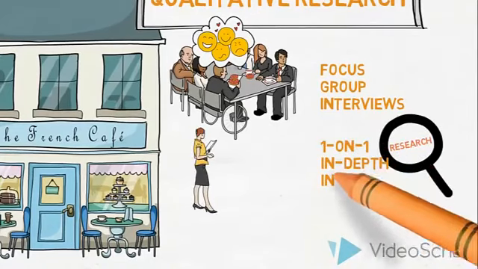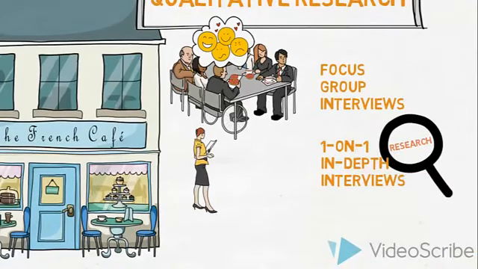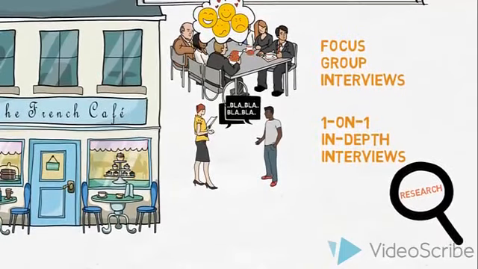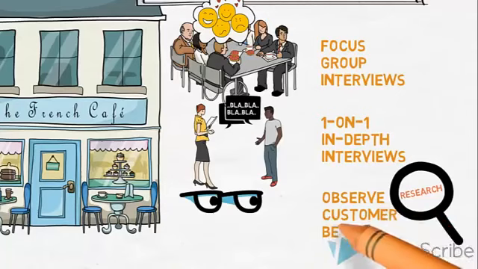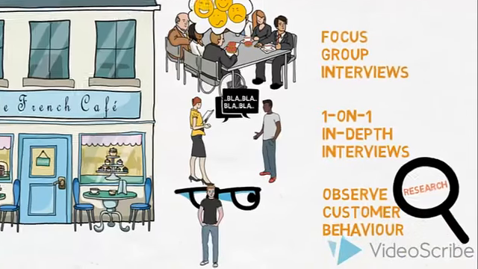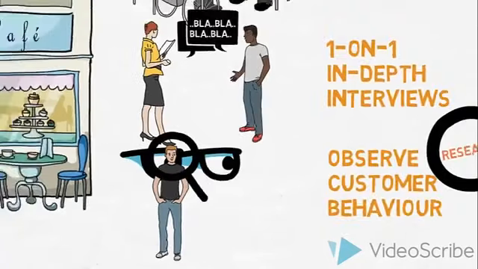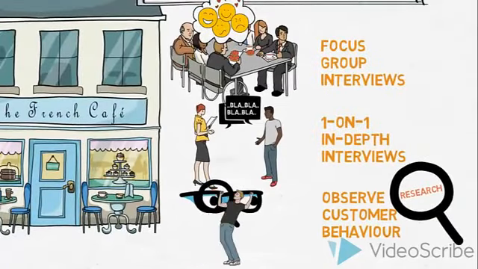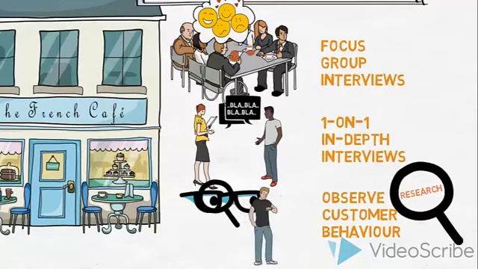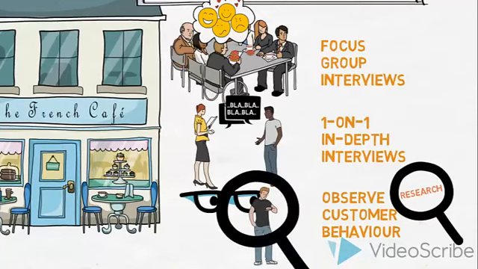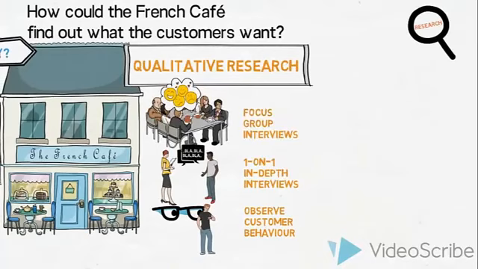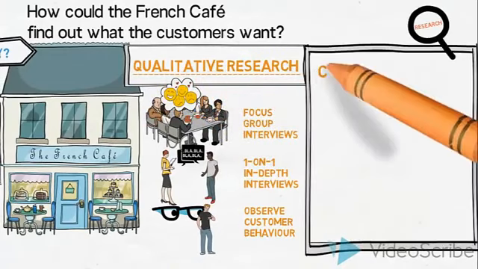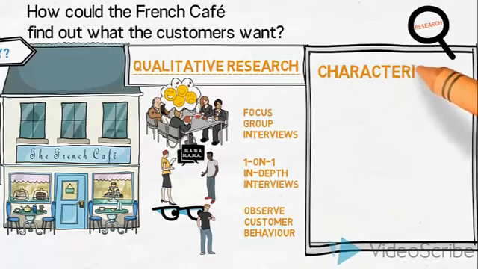They could also choose to perform in-depth interviews on a one-on-one basis rather than in groups. They could also observe how customers behave when visiting the cafe. Interpreting facial expressions, actions, and body language in general might also uncover elements of satisfaction or dissatisfaction. We call these types of research qualitative research. Now let us list the characteristics of qualitative data.